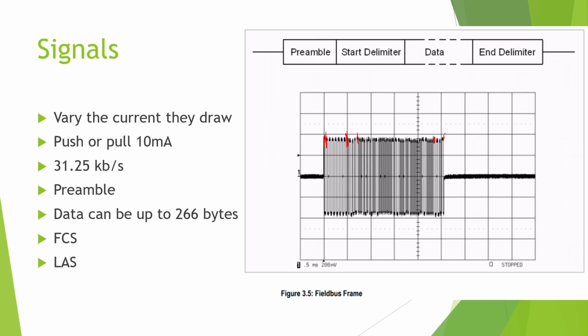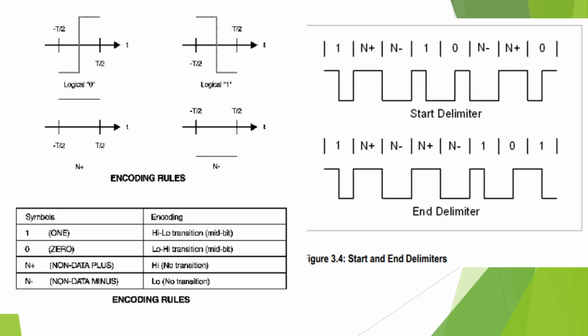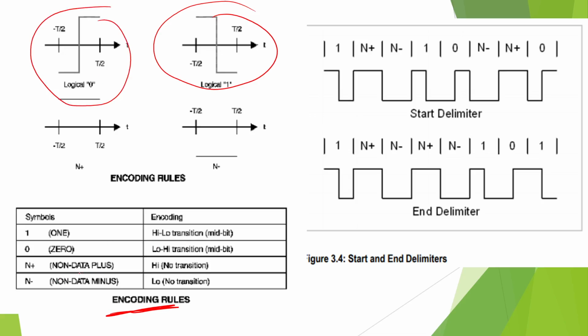All right. Now, this is where we start to get a little on the weird side. We have 4 different options here, according to our encoding rules. You have a 1, which is a high to a low transition, so that would be right here. We have a 0, which is our low to high. You also have an N+, which is non-data plus, which just keeps it positive. And then you have a non-data minus, which just keeps it negative. Really weird to me. I don't know about you guys, having these 4 different. But that's what they do.